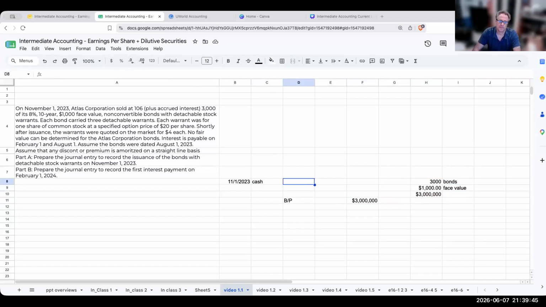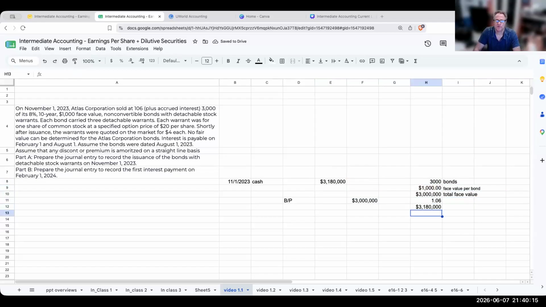At the same time, I'm also going to be debiting cash for 106% of that face value. So my total cash proceeds here are going to be 3,180,000.